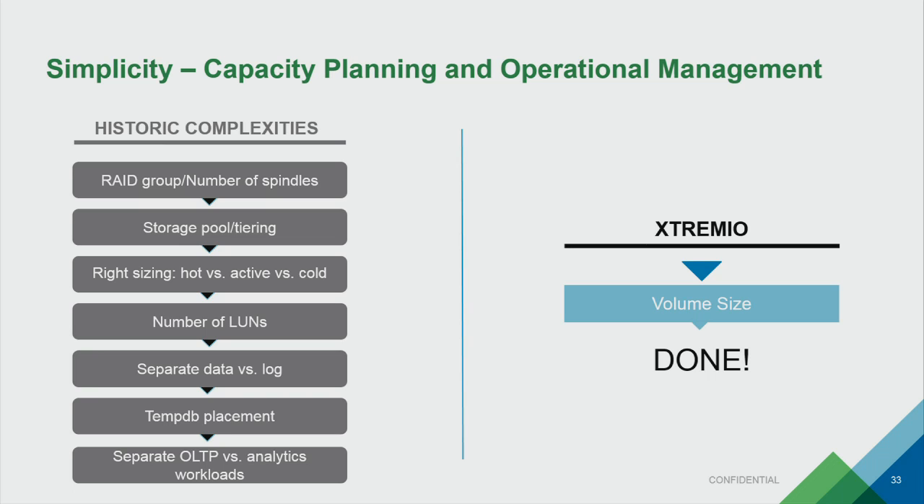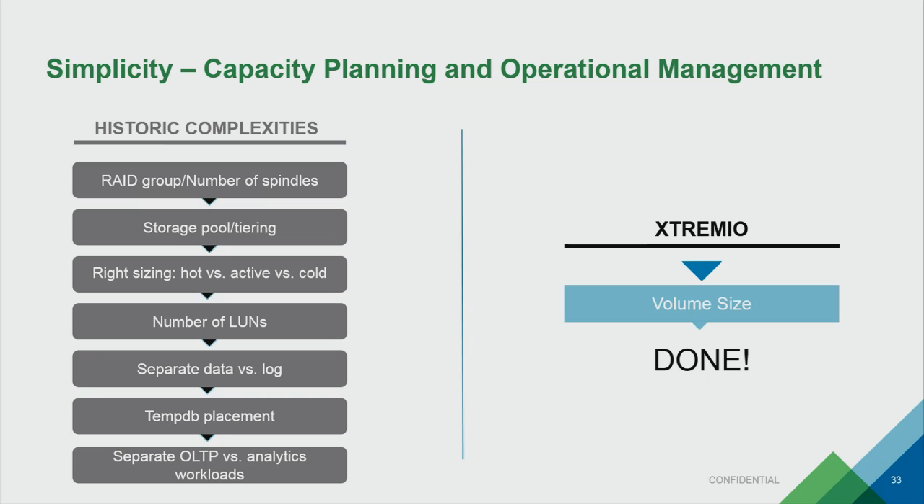What's the reason to separate data from log on traditional storage? The reason is that data and log have different access patterns. Some are sequential, some are random, some are large block, some are small block, right? But with XtremIO, it's all flash.